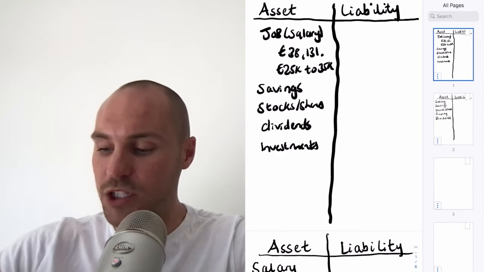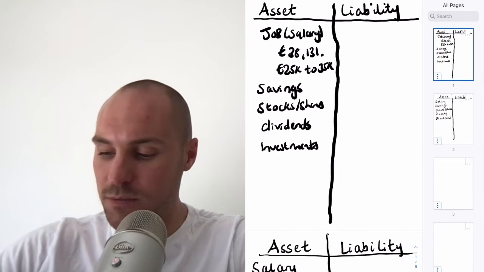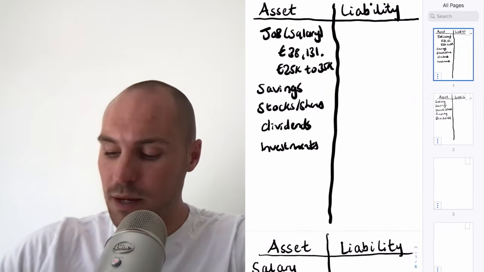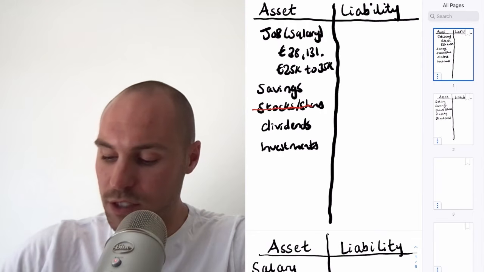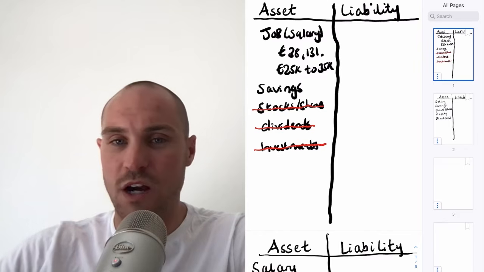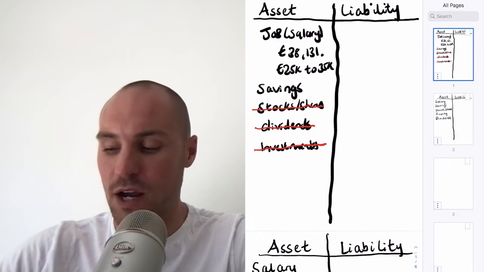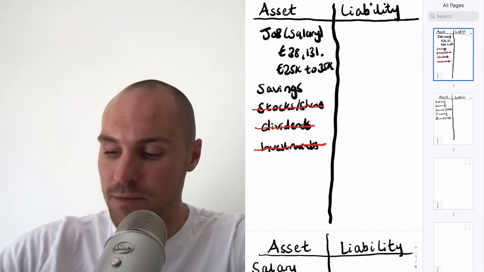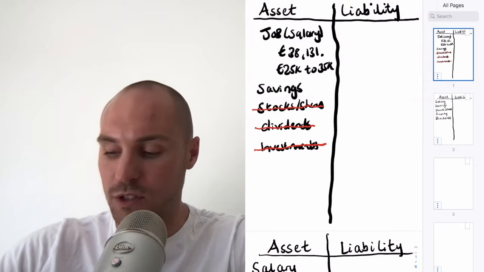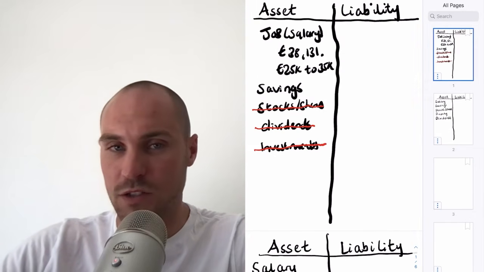But typically on this balance sheet up here, on a normal balance sheet from 99% of people, their balance sheet will look like this. They won't have any stocks and shares. They won't really have dividends. They won't have any investments. They just have their job and their salary, sorry, their salary and their savings. Now, this is where they get stuck. This is where you might get stuck. And this is where I got stuck for sure when I first started out. My balance sheet looked like this too.